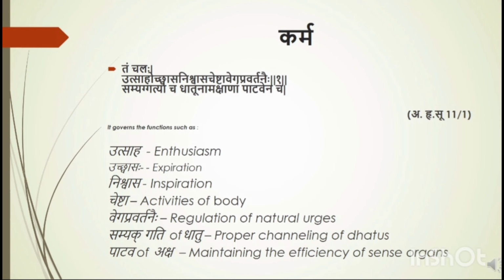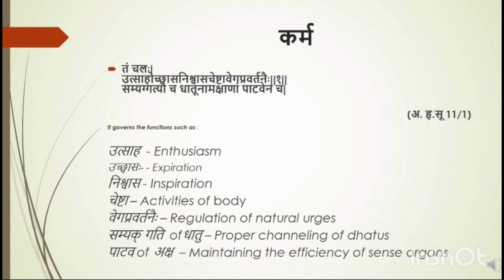Now let's discuss the karma of Vata Dosha. This reference is from Ashtanga Hridaya Sutrasthana 11th chapter, 1st shloka. The shloka goes like this. Utsahochvasa nishvasa cheshta vega pravartane, samyak gatya cha dhatunam, akshanam padavena cha. So it governs functions like utsaha, uchvasa, nishvasa, cheshta, vega pravartana, samyak gati of dhatus, and padava of aksha.